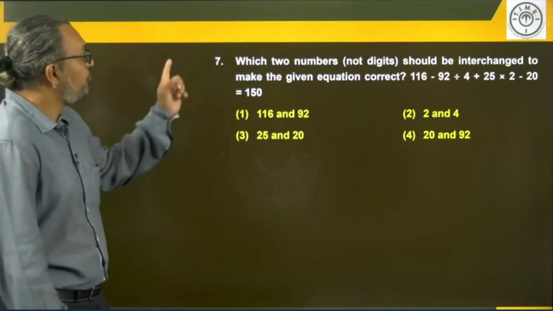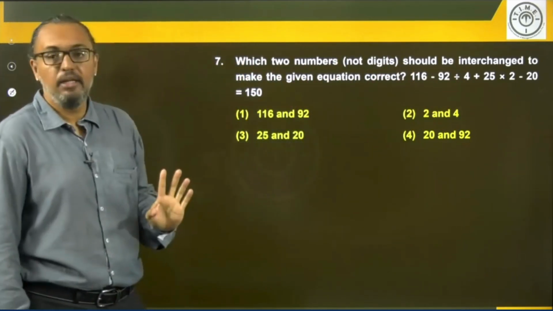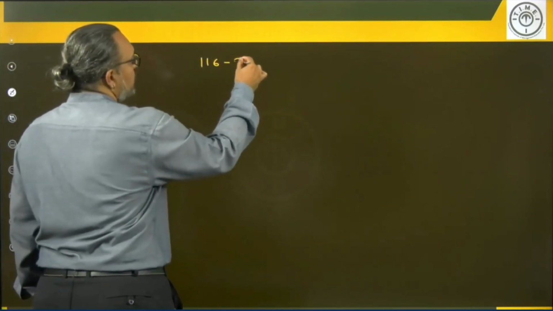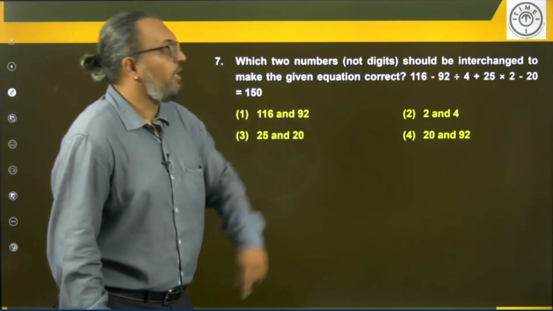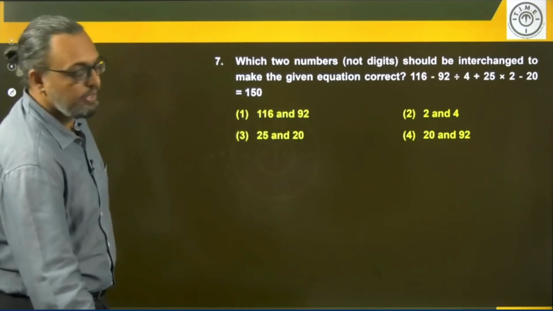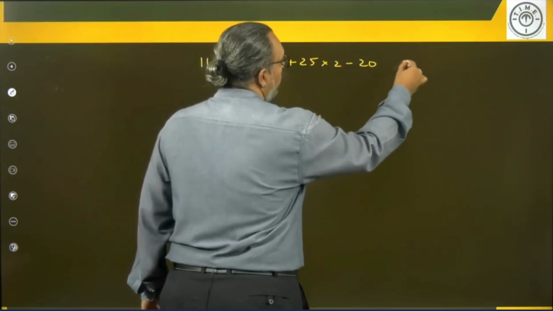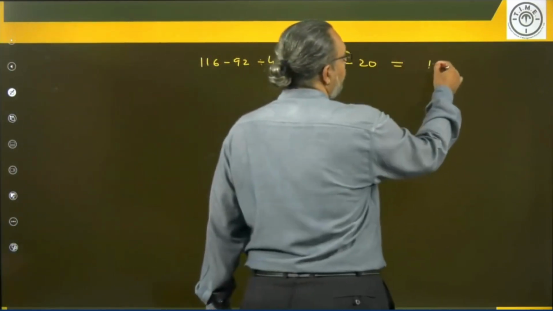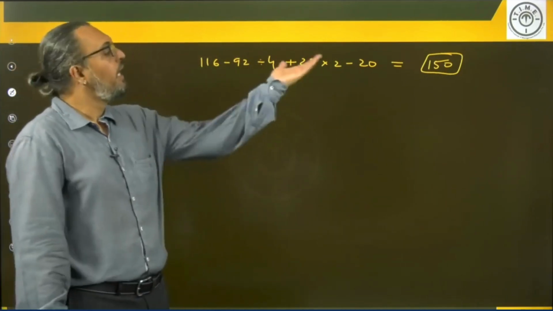Now again a similar model: which two numbers, not digits, which two numbers should be interchanged to make the given equation correct. Okay. So now we have this, let me write that. We have 116 minus 92 divided by 4, plus 25 into 2 minus 20. And what should I get on the right hand side? 150, that is given. So I need to get 150 on the right hand side. So which two numbers from the left hand side, if I interchange, I'll get my right hand side number.